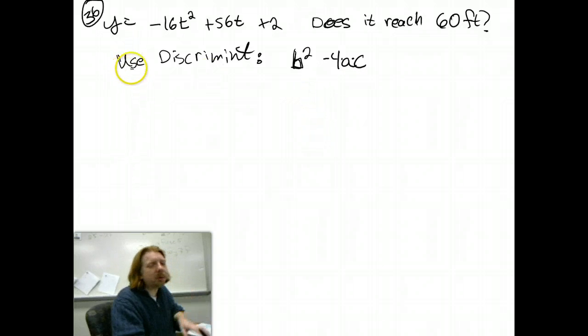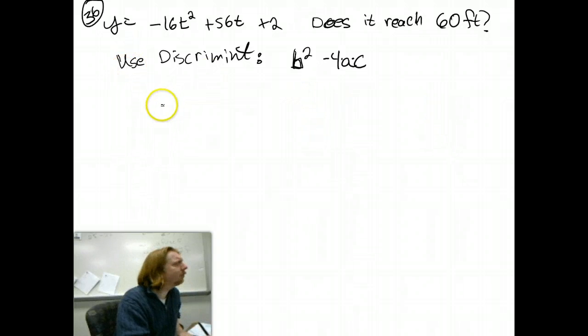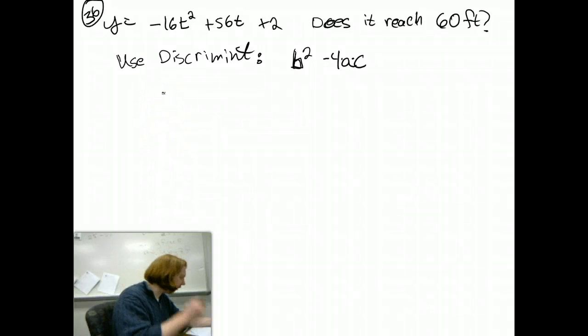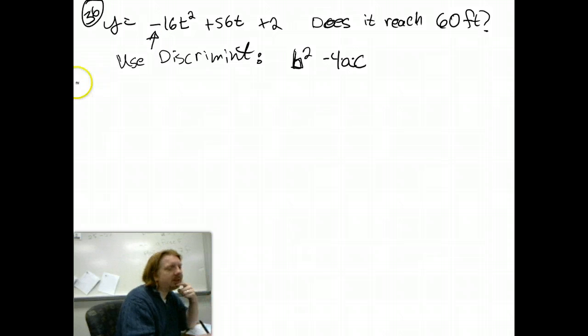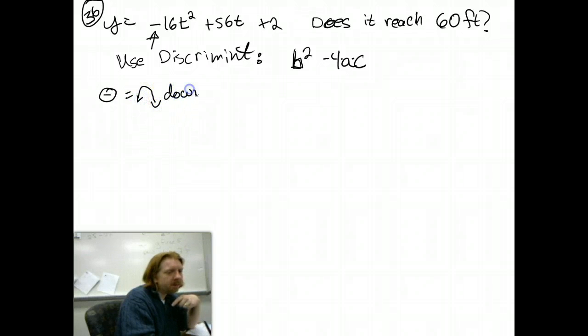Here's what the question's really asking. It'll usually say in the language, like this one, it says in the directions, use a discriminant to answer the following questions. But here's what it's really asking. That negative, does this open up or down? Down. If the A is negative, that's a frown, so it opens down, which means the vertex is a maximum.